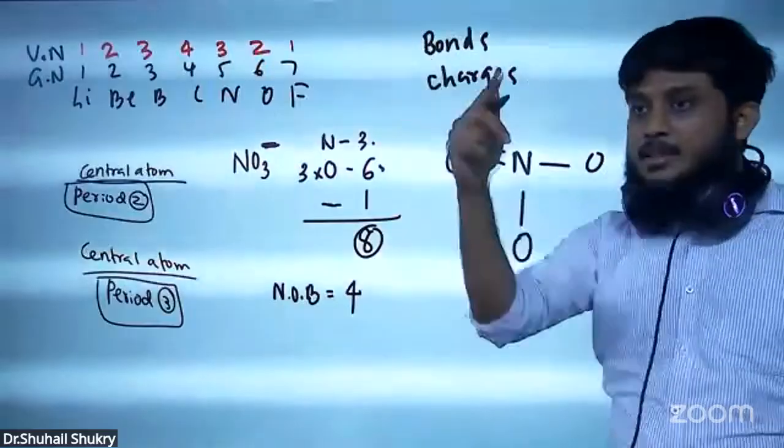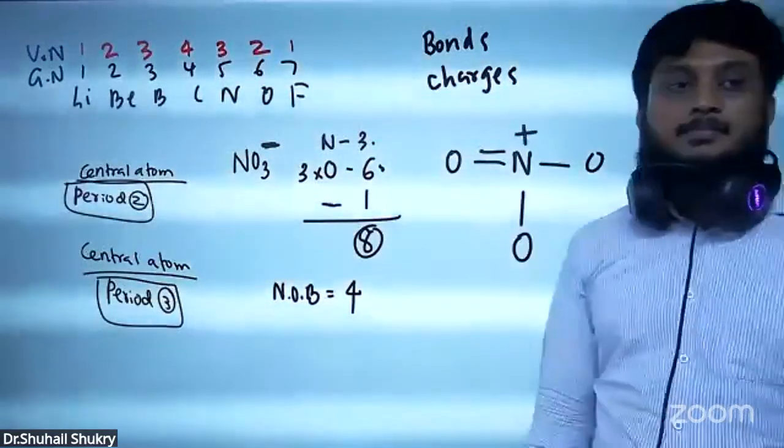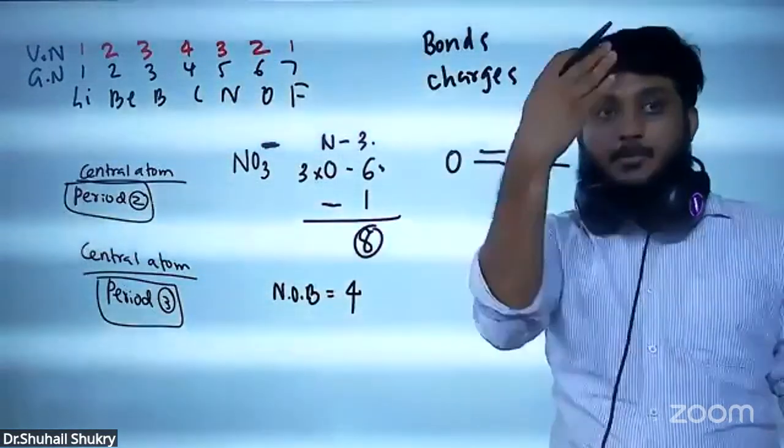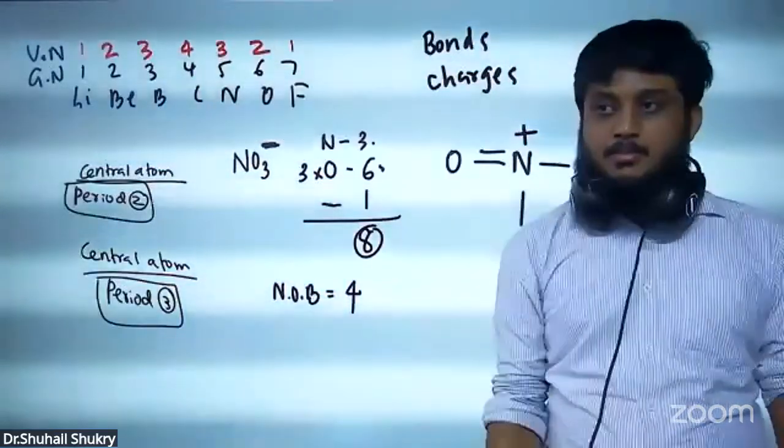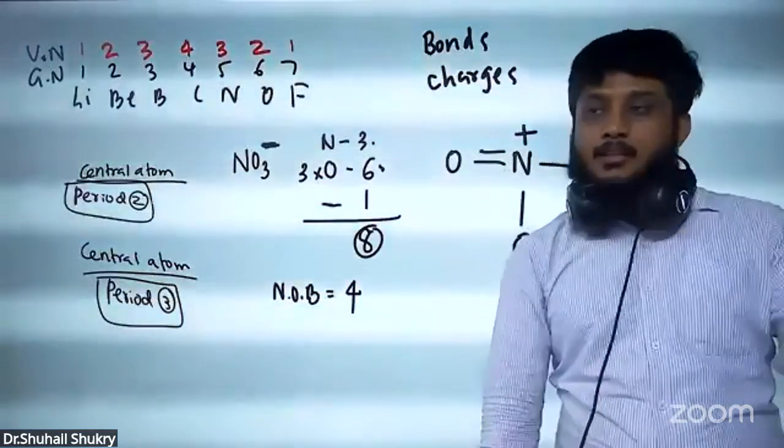Then 1 extra is nitrogen become plus. Nitrogen valency is 3. It has made 4 bonds. Then it gets a plus charge, because it has made 1 extra than its valency.